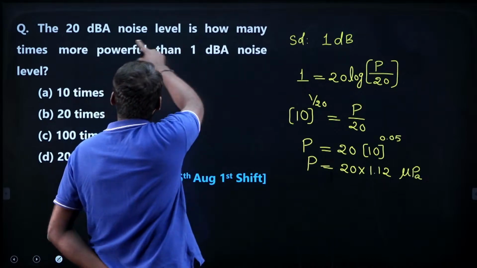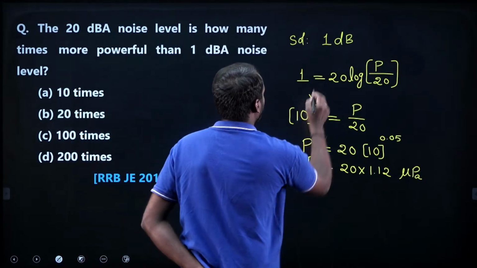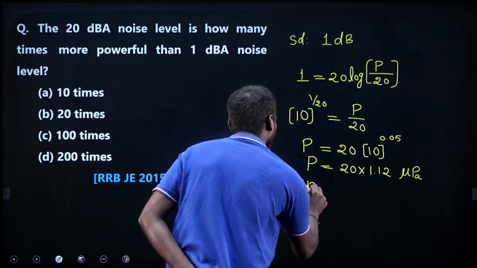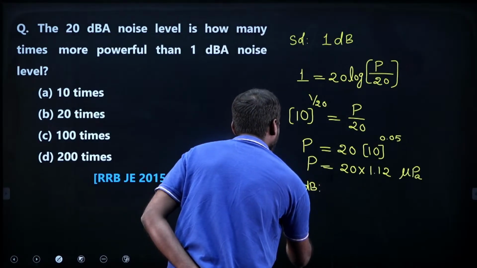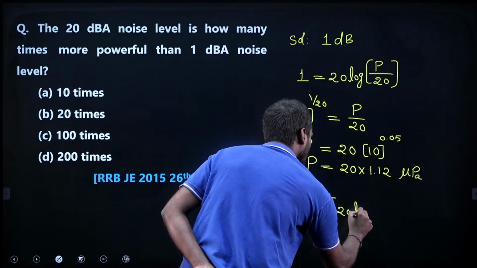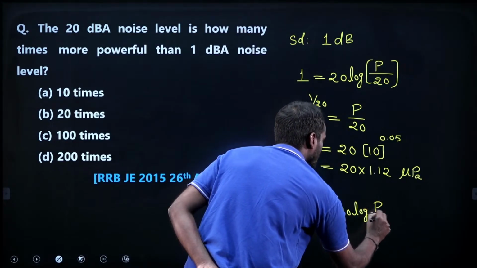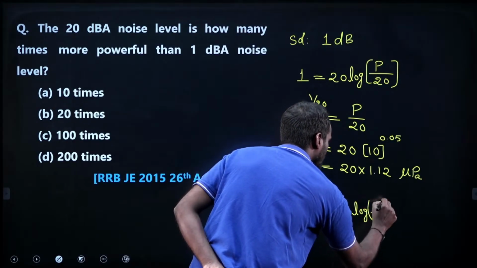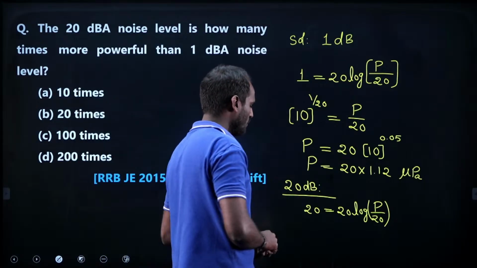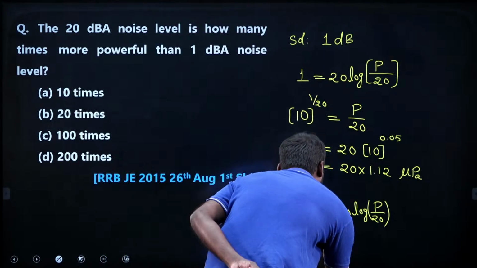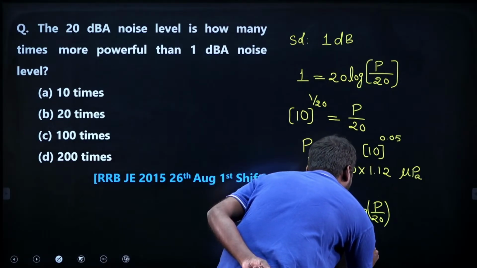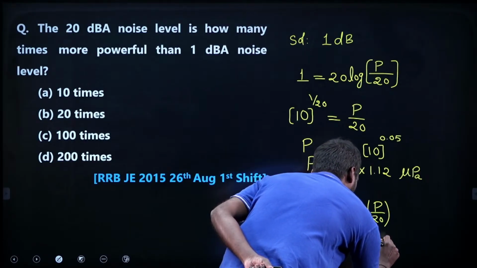If you take 20 decibel here, 20 equal to 20 log P by 20. What is the value? 10 power 1, right? That is 20 by 20, 1 only, 10 to the power of 1. Therefore, the corresponding pressure for 20 decibel is how much? Here it is 20 micropascal.